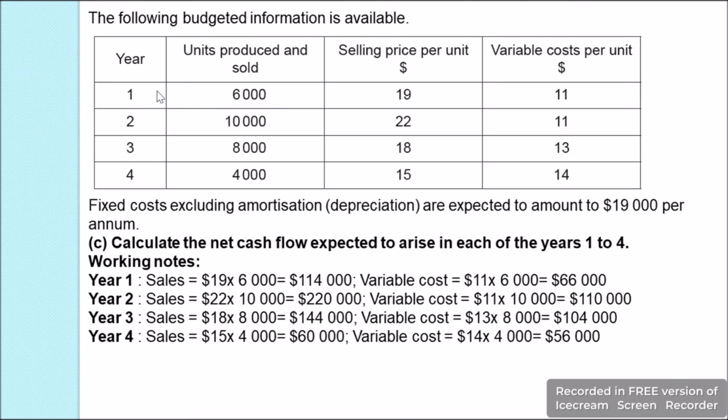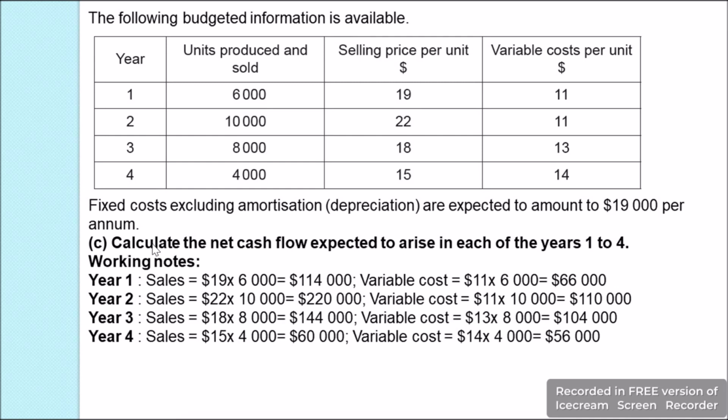So the budgeted information which is given is: year 1, units produced and sold was 6,000, selling price per unit was $19, variable cost per unit was $11. Year 2, units produced and sold was 10,000 and the selling price per unit was $22. The variable cost per unit was $11. Then year 3, we have units produced and sold as 8,000 and the selling price per unit was $18. Variable cost per unit was $13. Year 4, we have units produced and sold 4,000. The selling price per unit is $15 and the variable cost per unit is $14. The fixed costs excluding amortization or depreciation are expected to amount to $19,000 per annum.